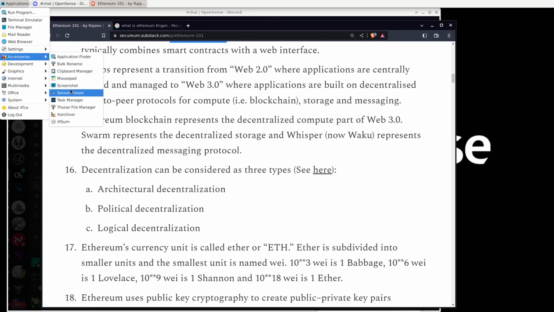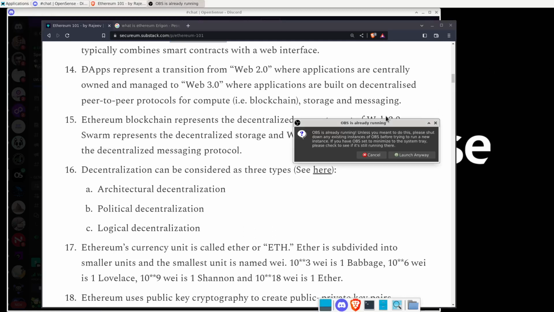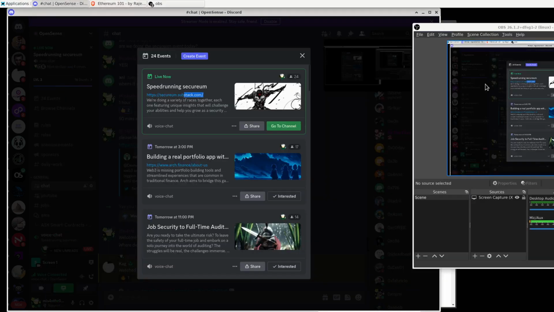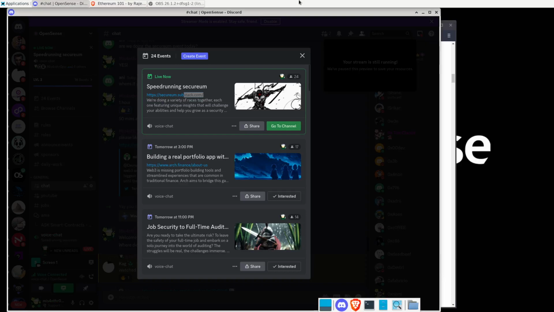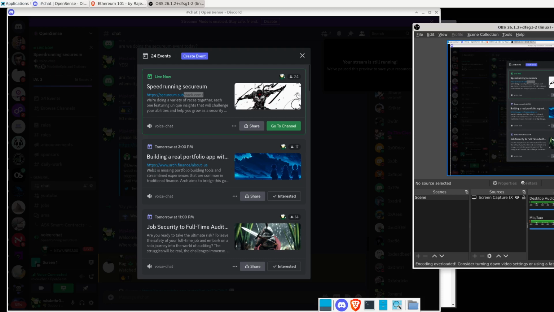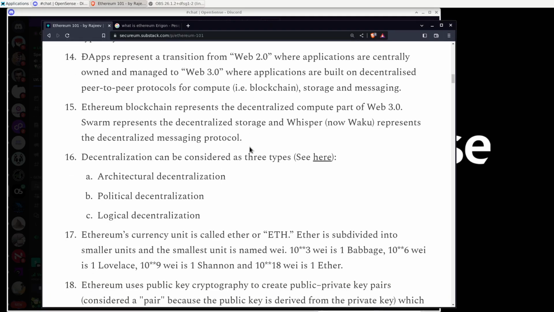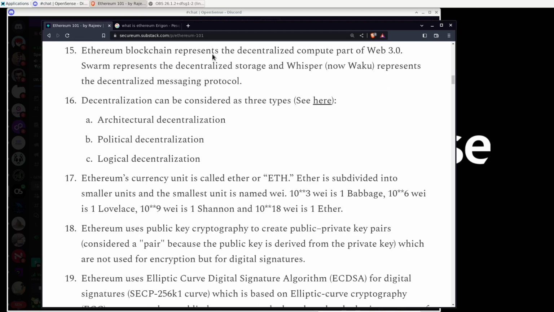Some people would give you different and complicated explanations for that. It can even be acceptable, but the idea here is simply that we're running over a blockchain, especially Ethereum, because of the decentralization part. Okay, so the Ethereum blockchain represents the decentralized compute part of Web3. Swarm represents decentralized storage, and Whisper, now Waku, represents the decentralized messaging protocol. We don't even use these things anymore, right?